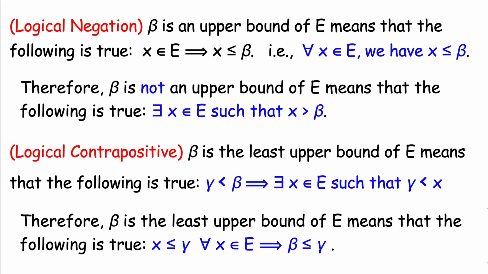Its meaning is equivalent to the original implication. In this case, what that implies is that beta is the least upper bound of E if x being less than or equal to gamma for all x in E implies that beta is less than or equal to gamma. In other words, if gamma is an upper bound of E, then beta is less than or equal to gamma. Beta is the least upper bound of E.